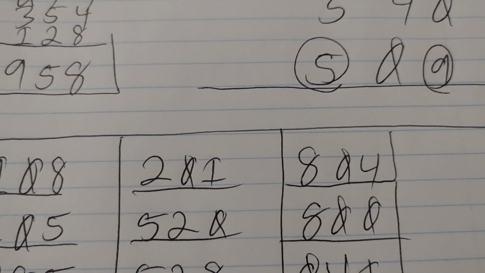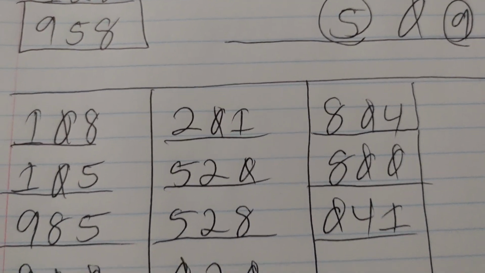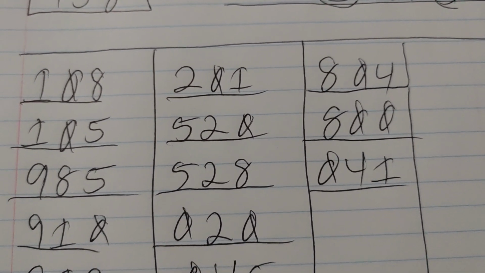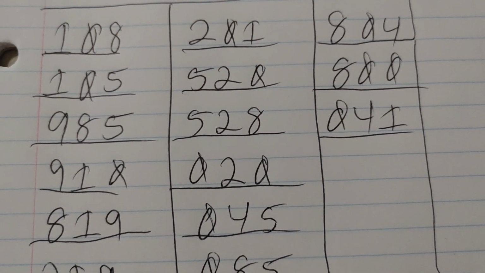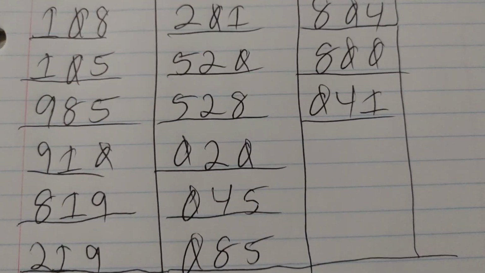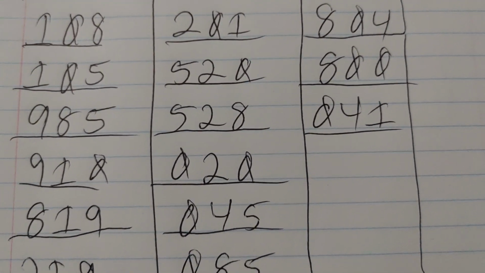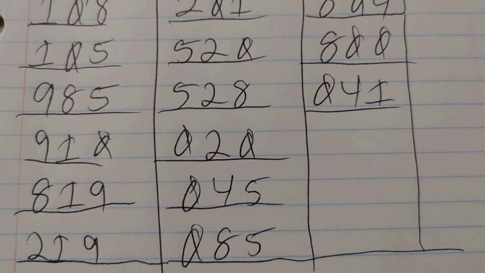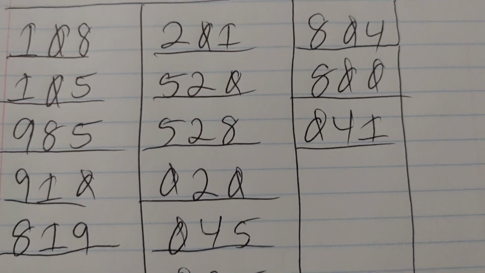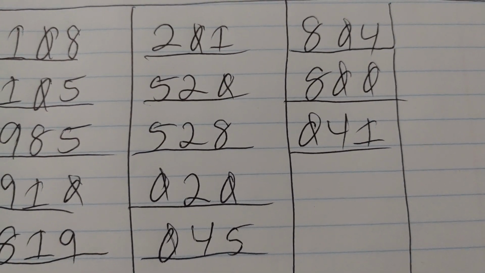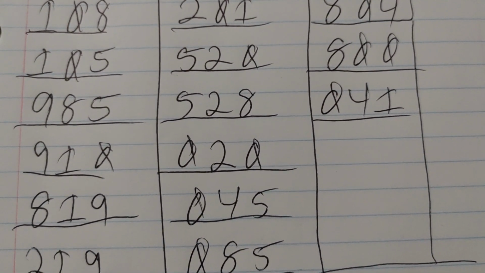And then the numbers I like potentially on this, in the next 7 days, are 108, 105, 985, 910, 819, 219, 201, 520, 528, 020, 045, 085, 804, 800, and 041. I know that a couple of these are repeat numbers.